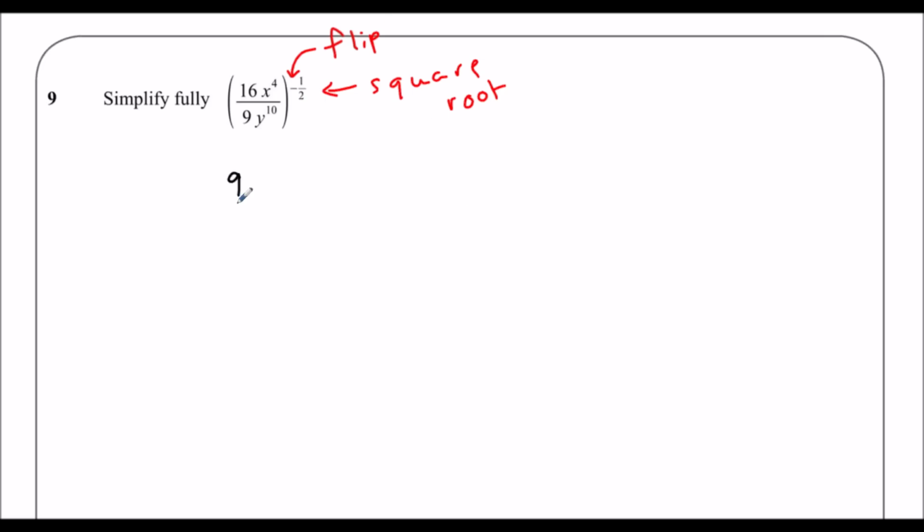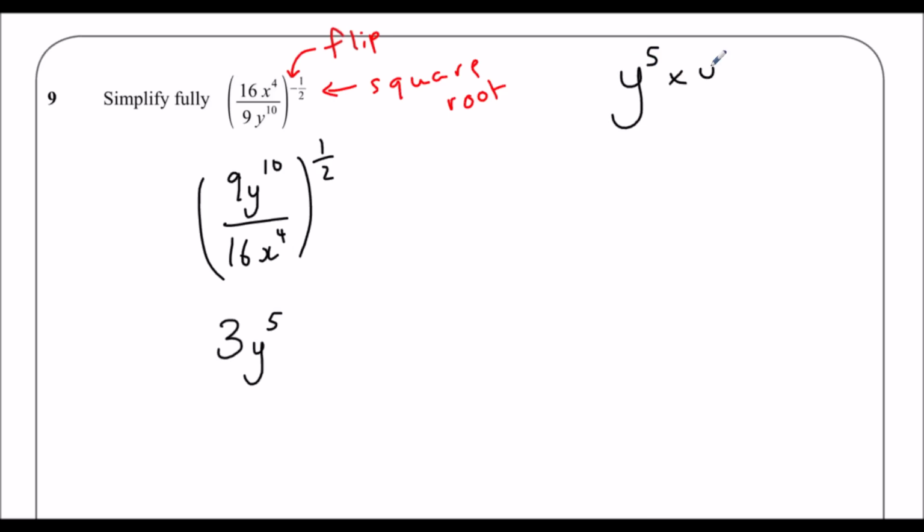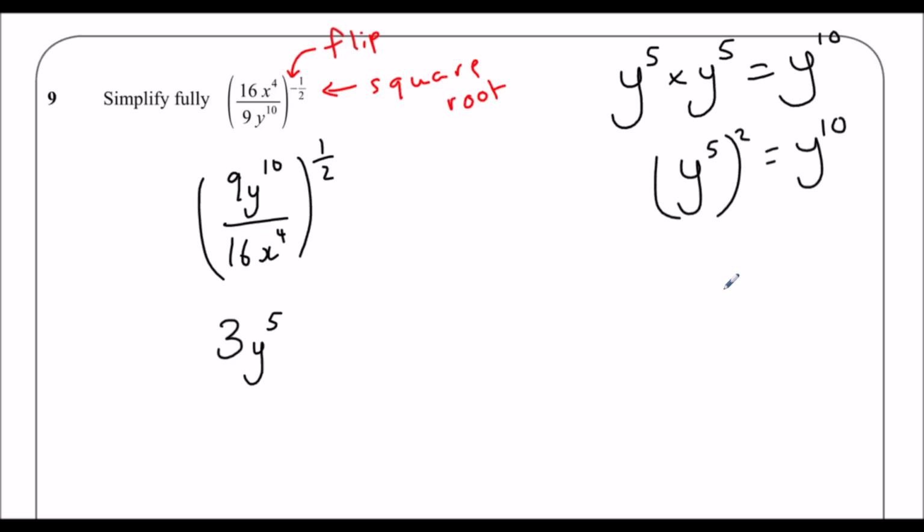So if I flip it first, the bottom becomes the top and the top becomes the bottom. And now I need to square root it. So square root everything. So the square root of 9 is 3. The square root of y to the power of 10 is y to the power of 5. Y to the power of 5 times y to the power of 5 is equal to y to the power of 10. So y to the power of 5 squared is y to the power of 10. So the square root of y to the power of 10 is y to the power of 5.